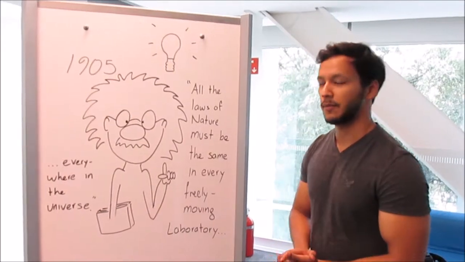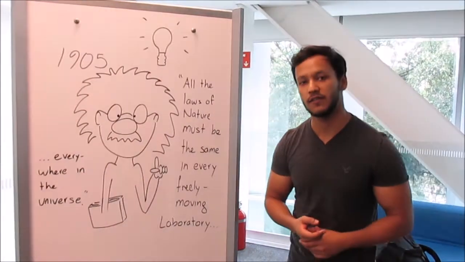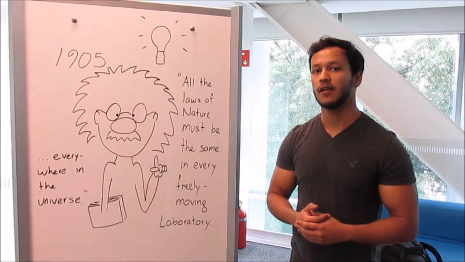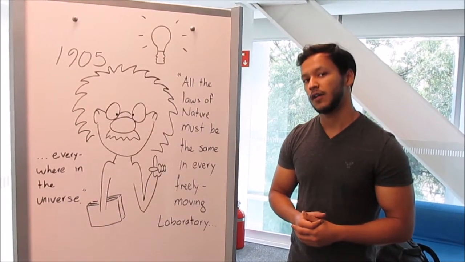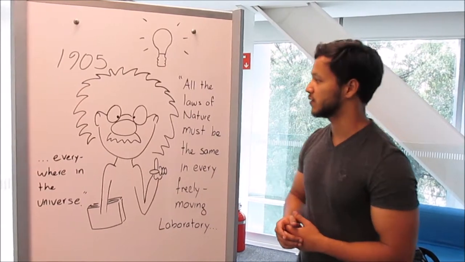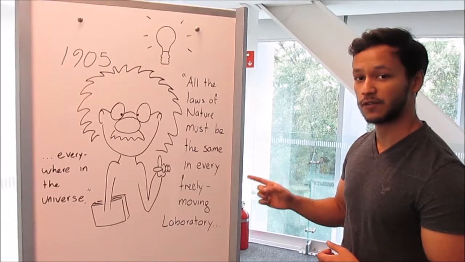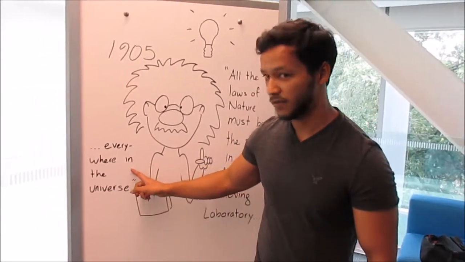Well, as we all remember, it was in 1905 that Einstein introduced his special relativity theory to the world for the first time. With this theory, we realized that space and time were somewhat related. Einstein's main idea was that all the laws of nature must be the same in every freely moving laboratory in the world, everywhere in the universe.